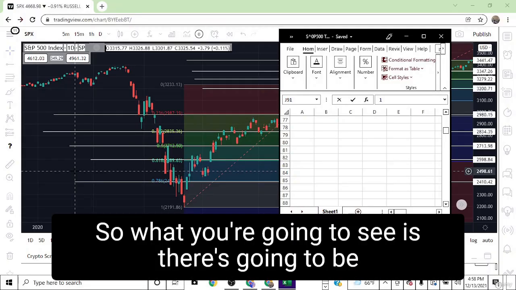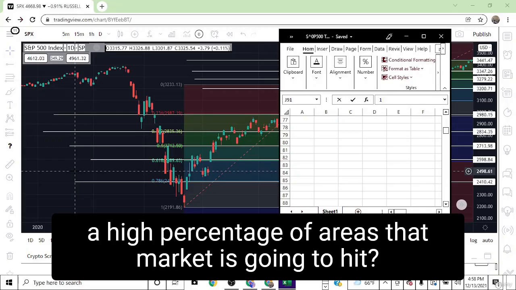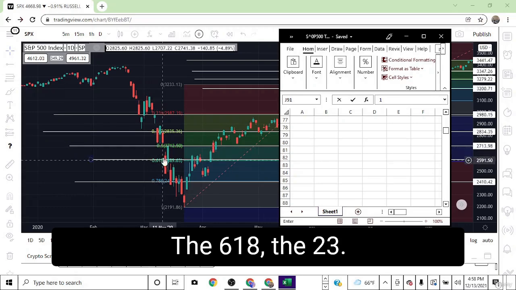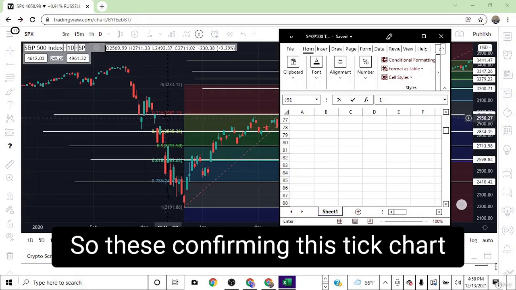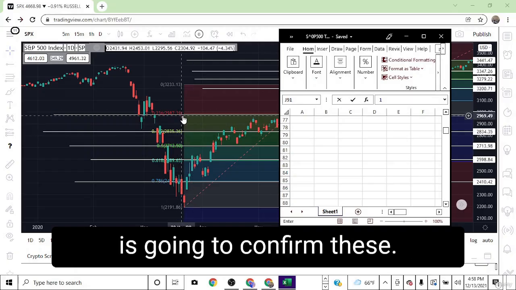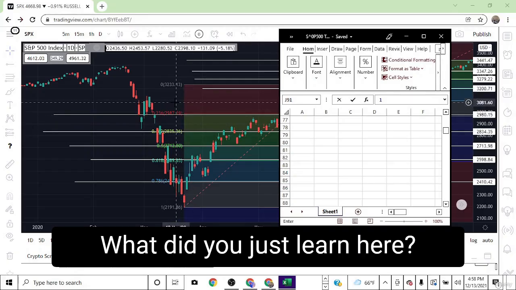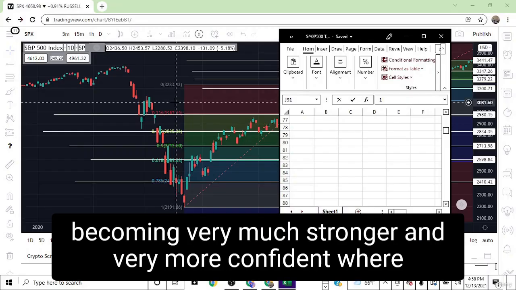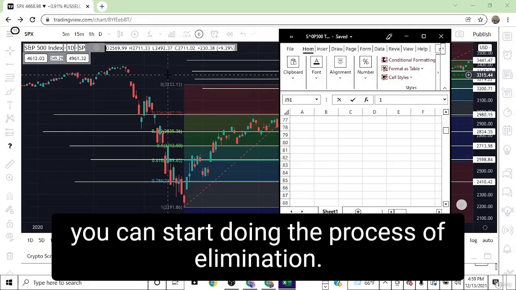So what you're going to see is there's going to be a high percentage of areas that the market is going to hit. Is it possible that it's going to be the high percentage of the 50, the 618, the 23? So this tick chart is going to confirm these. What did you just learn here? You learn now that your support and resistance are becoming stronger and more confident, where you can start doing the process of elimination.